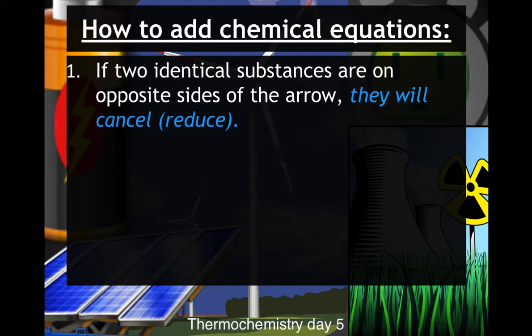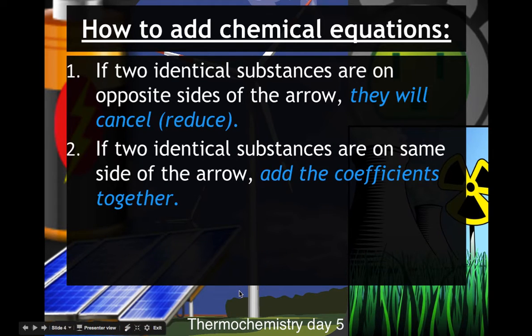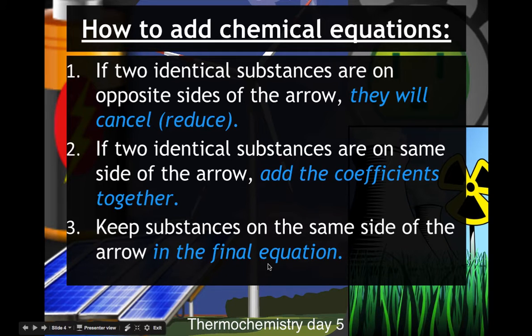So the steps to this, or the rules to doing Hess's law, are pretty simple. Basically, you can think of this as a math equation where you're just figuring out the overall change in the heat. If you've got 2 identical substances on opposite sides of the arrow, one is a reactant and the other is a product, they're going to cancel out. If you have 2 identical substances on the same side of the arrow, which means both of them are reactants, or both are products, you're going to add the coefficients together. You're going to keep substances on the same side of the arrow in the final equation.